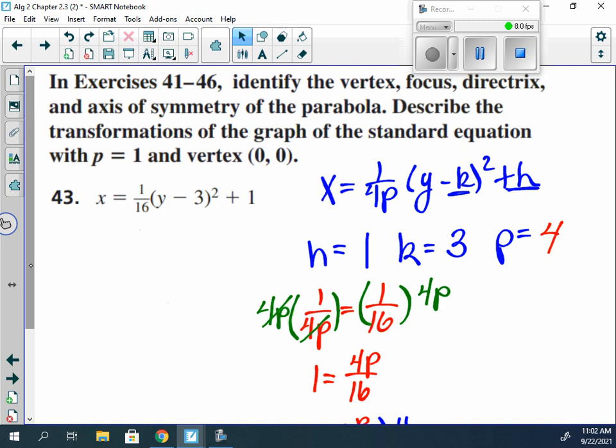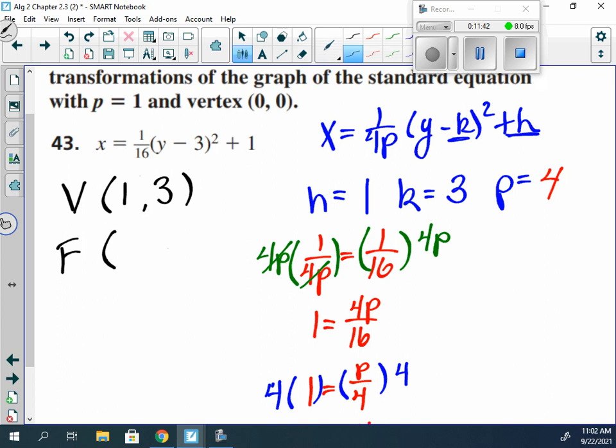Let's look at the vertex. Well, the vertex is (h, k), which is (1, 3). The focus is what? (h + p, k). Well, h is 1, p is 4. 1 plus 4 is 5, yes.